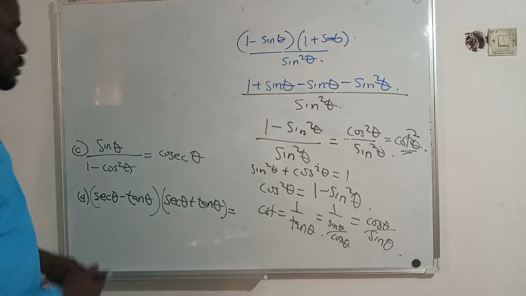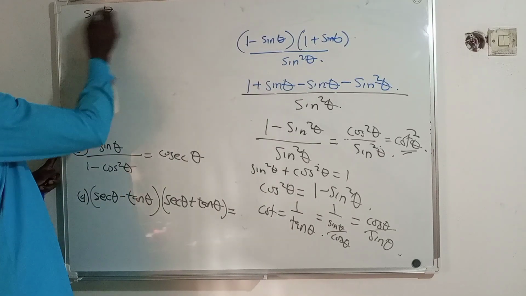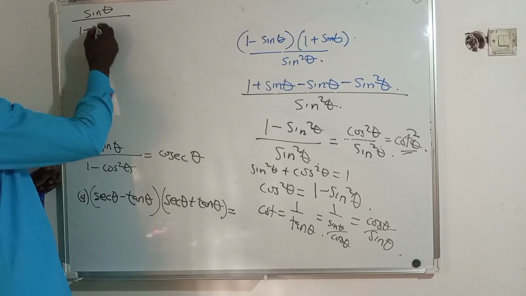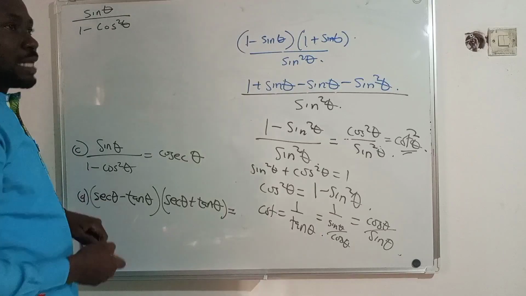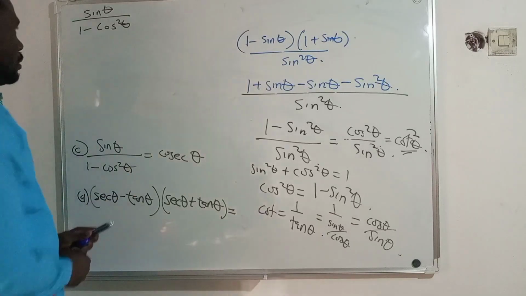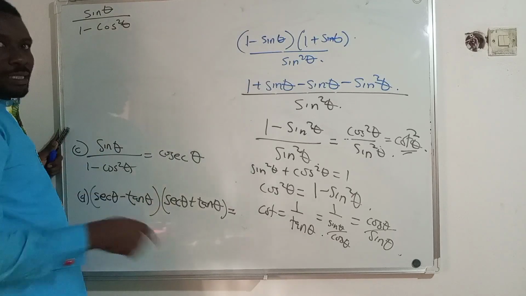Look at the third question. The third question is, we should show that sine theta all over 1 minus cos square theta is the same thing as cosec theta. Sine theta all over 1 minus cos square theta is equal to cosec theta.